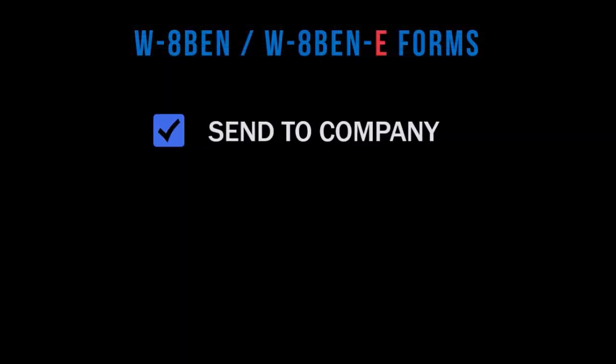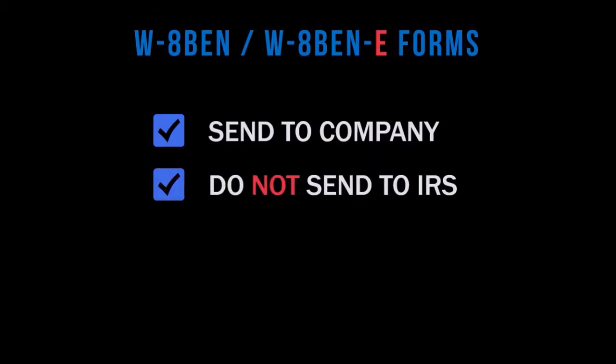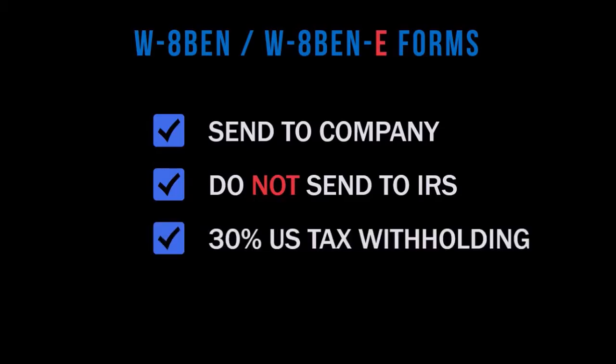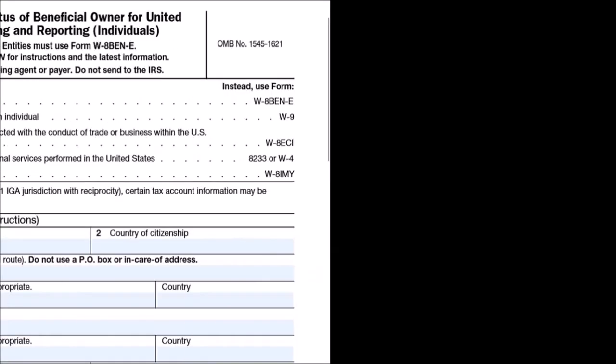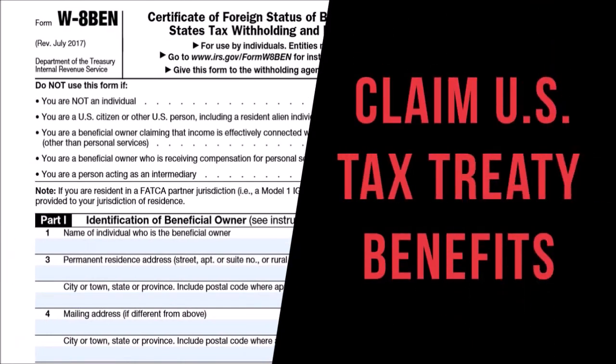The W-8BEN form is sent to the individual or company through whom you're earning US-based income, so you do not need to send it to the IRS or Internal Revenue Services. If you do not complete the form, you will be charged the standard 30% US tax withholding rate. By completing the W-8BEN form, you may be able to reduce the US tax withholding rate to 0 depending on the U.S. tax treaty and the article that applies to the type of U.S.